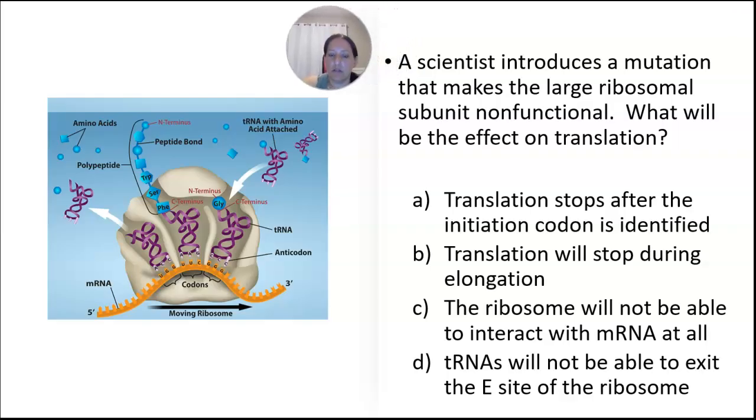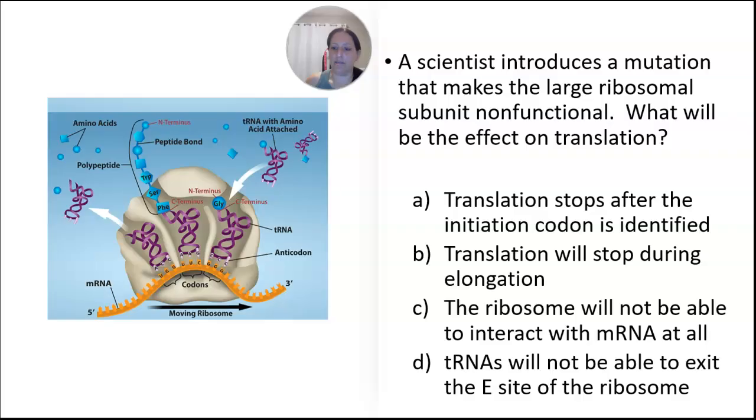So here we go. A scientist introduces a mutation that makes the large ribosomal subunit non-functional. So the large ribosomal subunit can't bind. It doesn't work. What will be the effect on translation? So take a minute to think about this one. So you have to know what happens during initiation. And so the correct answer here would be A.